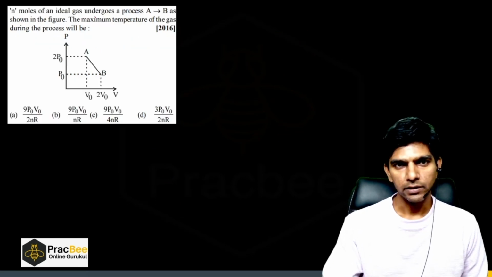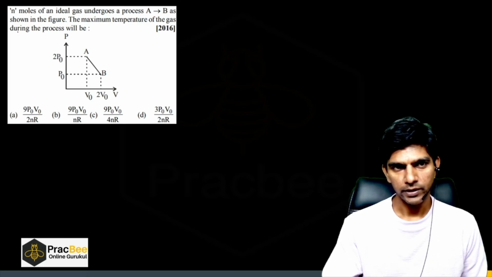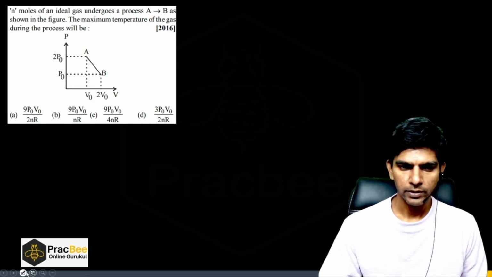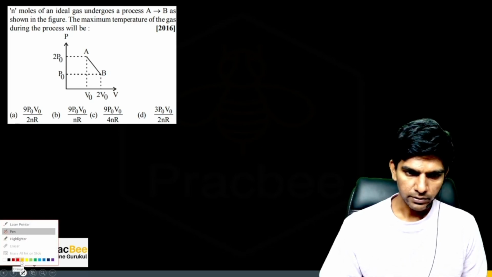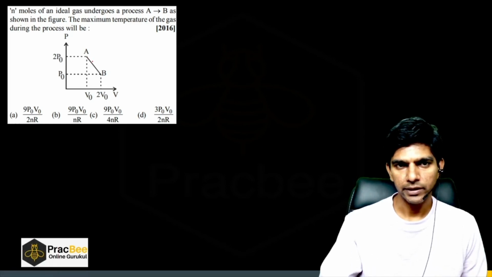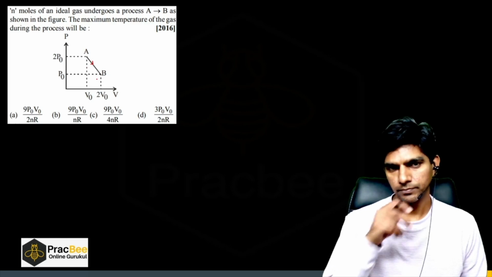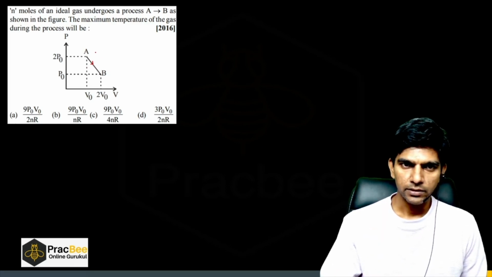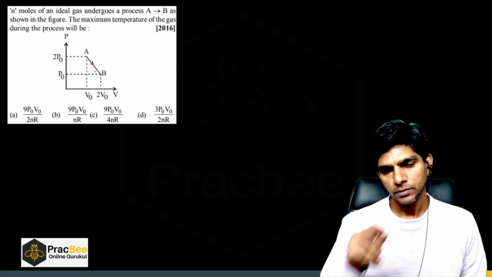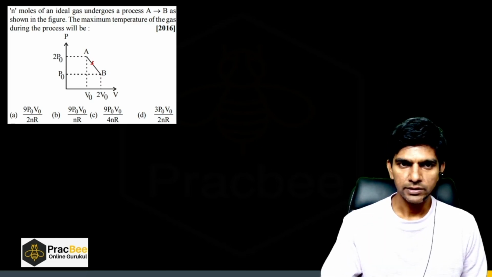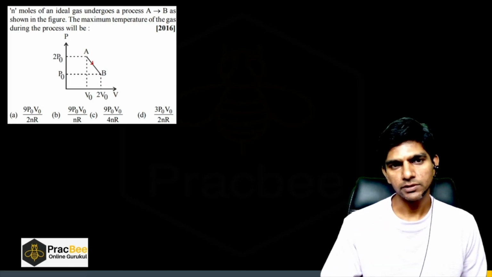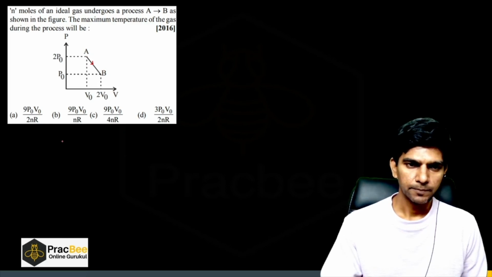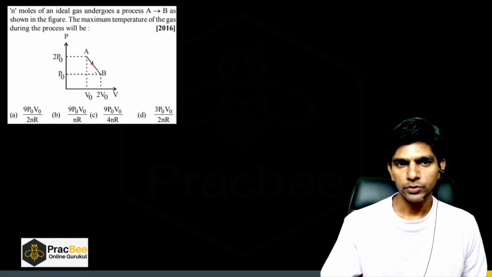So n moles of an ideal gas undergoes the process A to B as shown in the figure. The maximum temperature of the gas during the process will be, right. So basically we have to find the maximum temperature as the gas goes from A to B. So what we can do here. First of all, let us see what type of process it is. We can draw the equation of this line, and it's a straight line. So we can use the point slope formula.